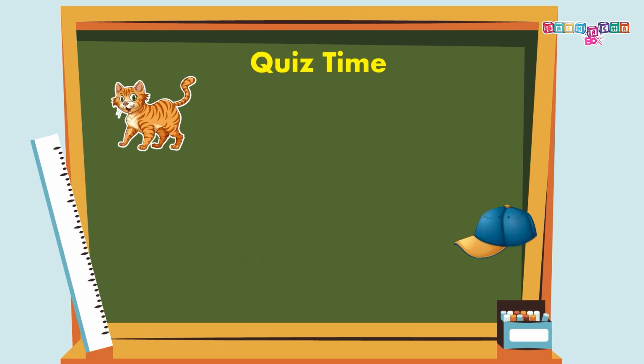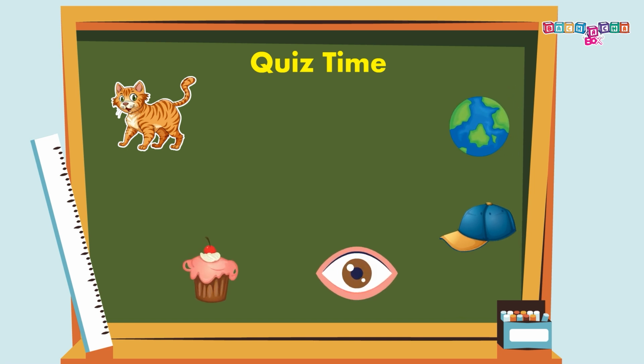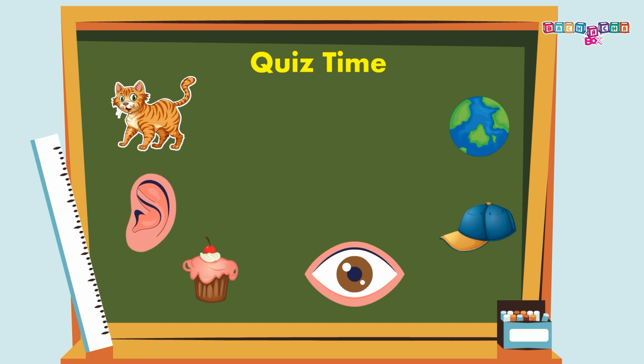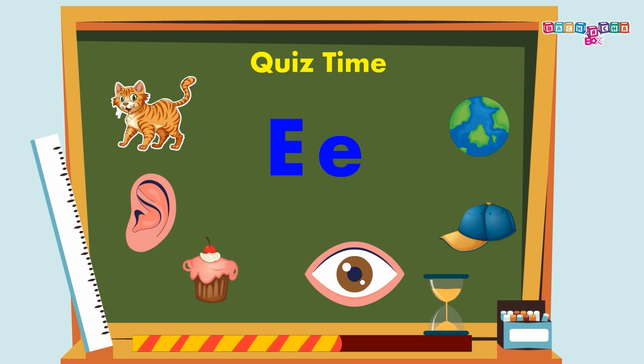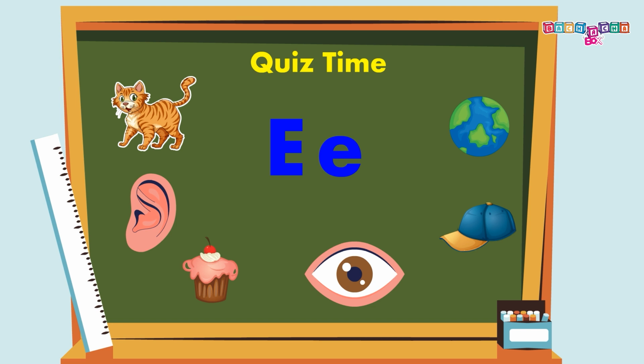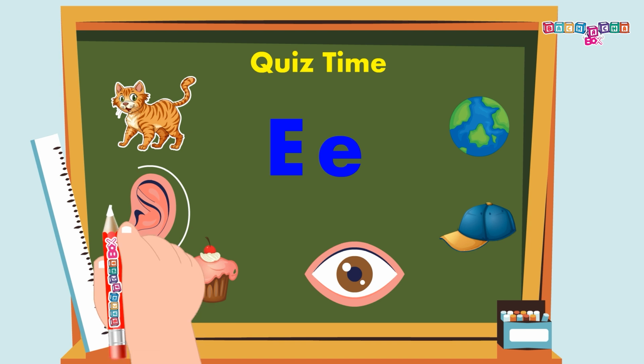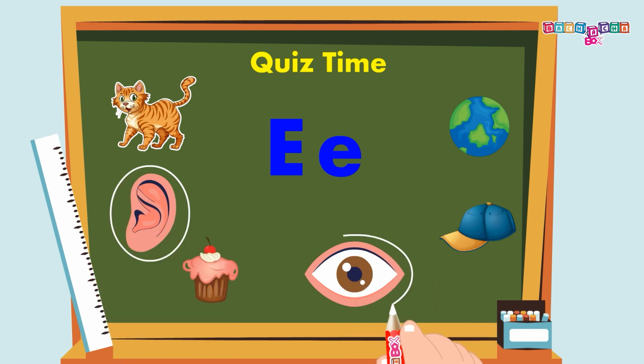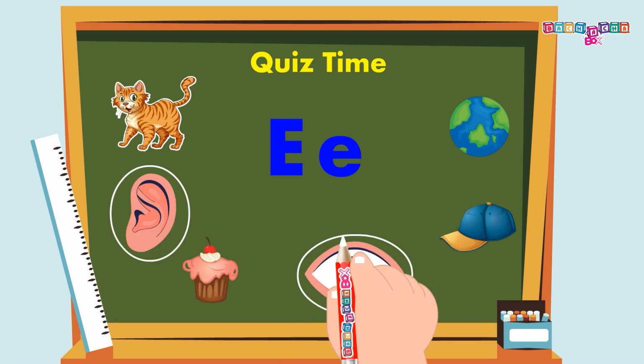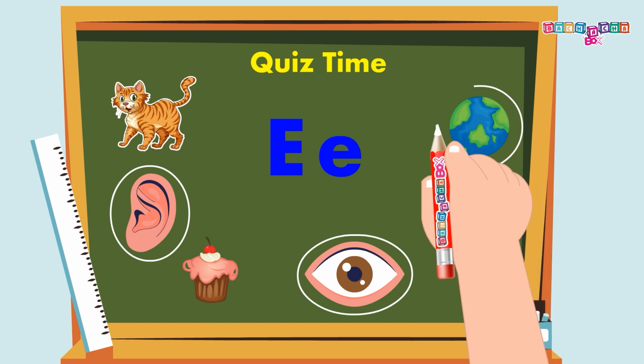Quiz time! Identify all E-letter words from this picture puzzle. Amazing! You are right. It's ears, eyes, and earth.